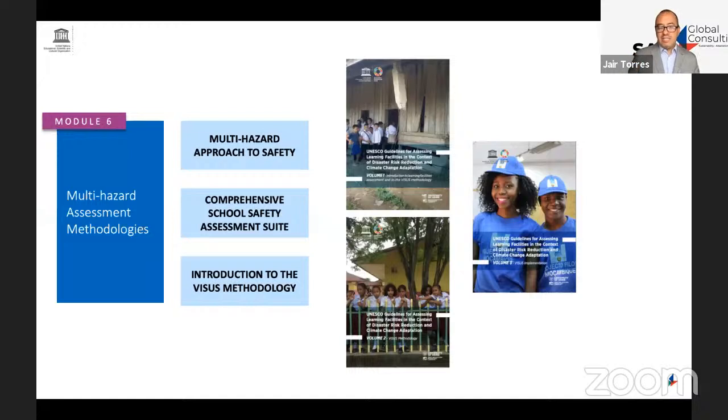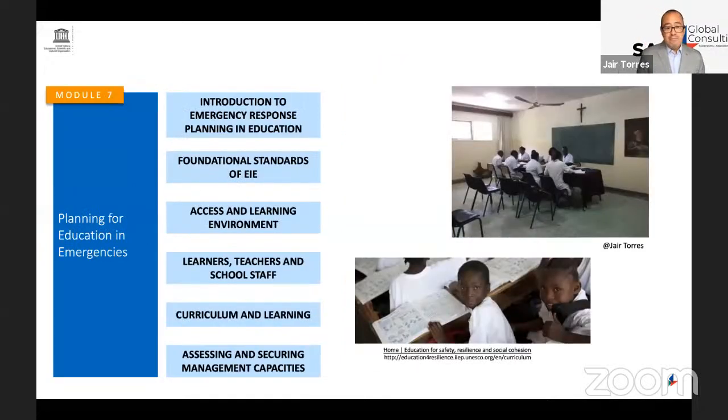And to finalize this module, we're going to introduce, as I mentioned at the beginning, the VISUS methodology, one of the key projects and programs that UNESCO has put in place to support ministers of education in order to better understand the vulnerability of their educational facilities and how to take decisions in order to strengthen the physical resilience of schools. Then module 7, we're going to be talking about planning for education in emergency.